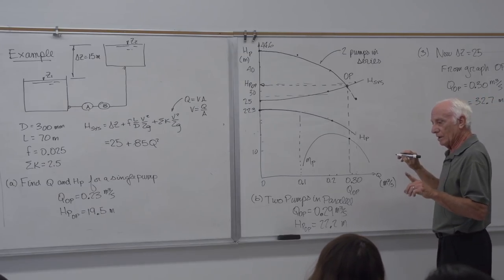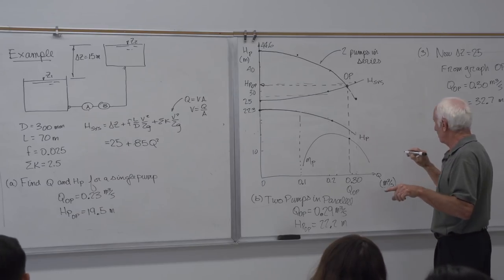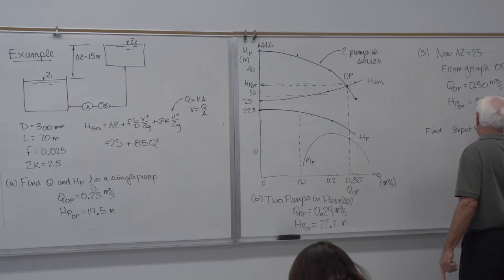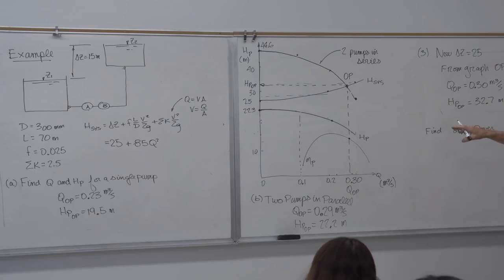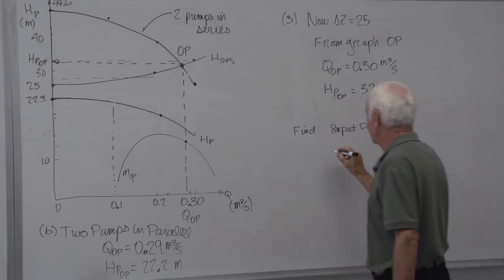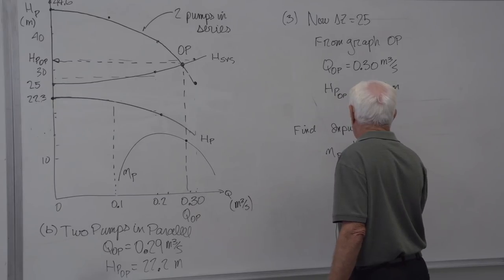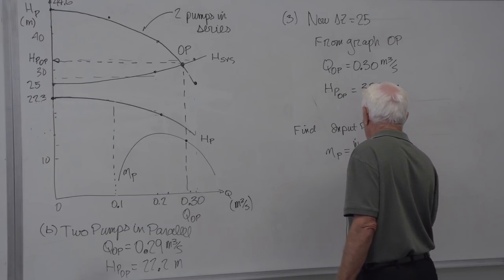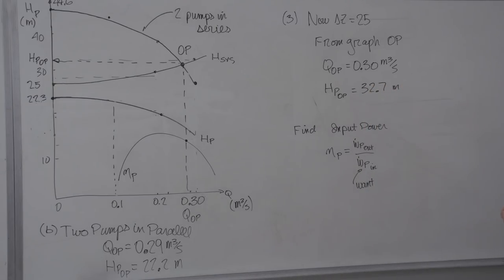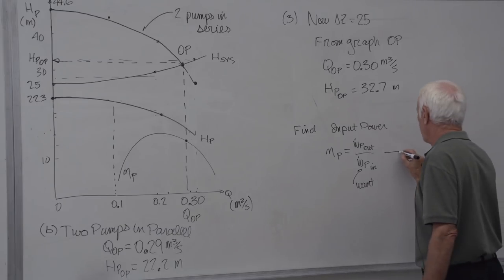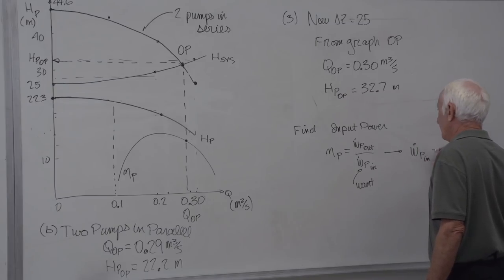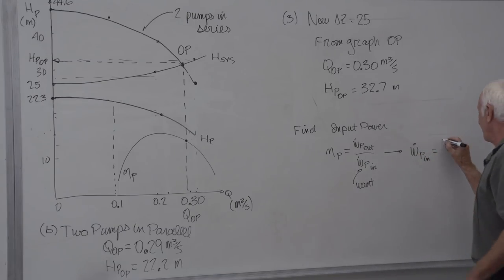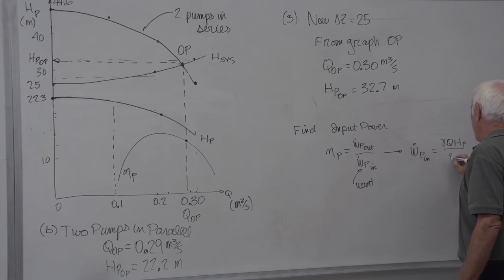What if I want to get the power into the pump from a motor? So find input power. I don't have an input power on the graph. But I do know this. The efficiency of the pump equals W dot pump out divided by W dot pump in. I want the power into the pump from the motor. Okay, I can do it. W power into the pump equals W power out. What's that called again? The water horsepower? It's gamma Q H_P divided by the pump efficiency.